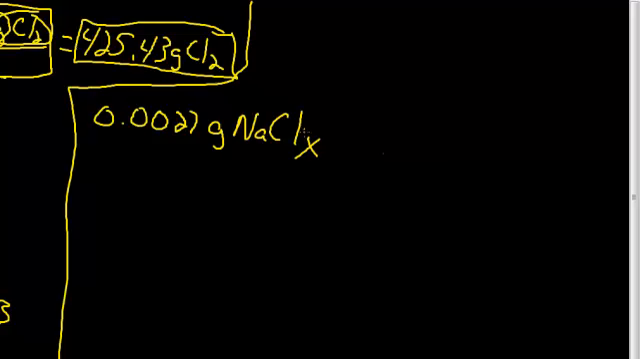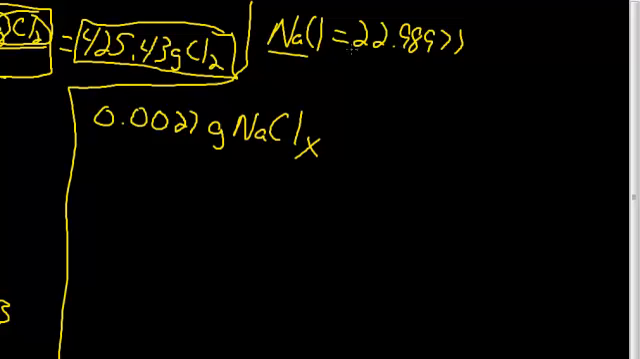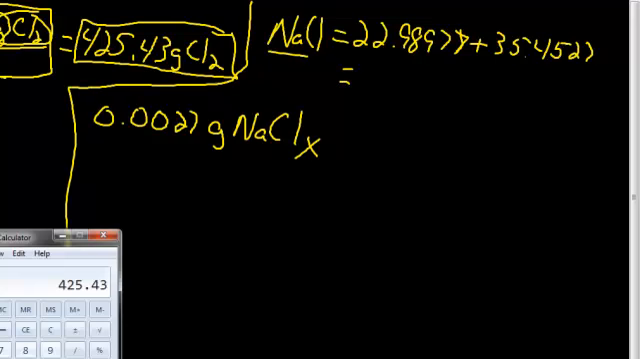We use molar mass. For NaCl, we have to look at our chart. Sodium, which is number 11, is 22.98977. There's only one sodium here. There's no subscript, so we assume there's one. Plus chlorine, number 17, which we just did, 35.4527. Add those together.